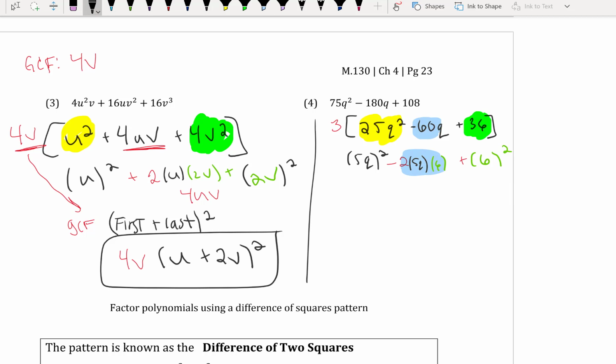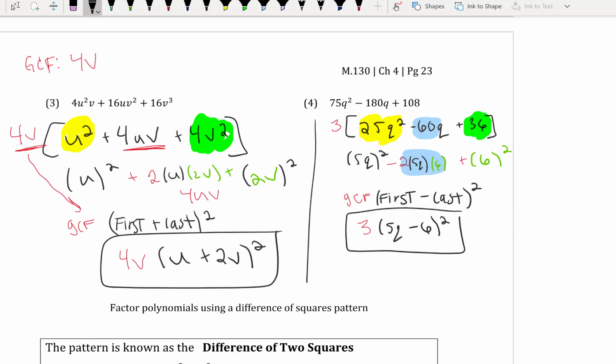So now I know that I'm going to have my greatest common factor multiplied by my first minus my last, squared. So my greatest common factor here was 3. The first was my 5q minus my last, and my last was a 6. So that is how it's going to factor out.